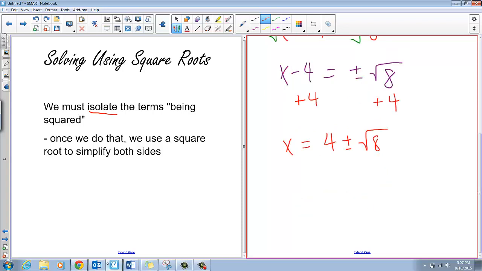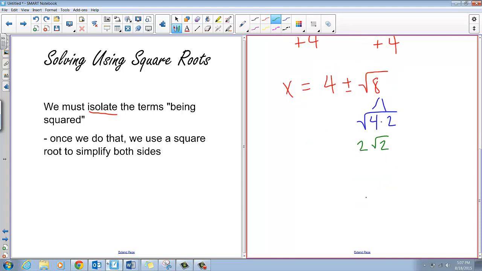Okay, we're almost done. We're just going to go back to something we did in a previous unit where we break 8 into the square root of 4 times 2, and we know the square root of 4 is 2, and we don't know the square root of 2, so it just stays as the square root of 2. So our final answer will be x equals 4 plus and minus 2 square root of 2.